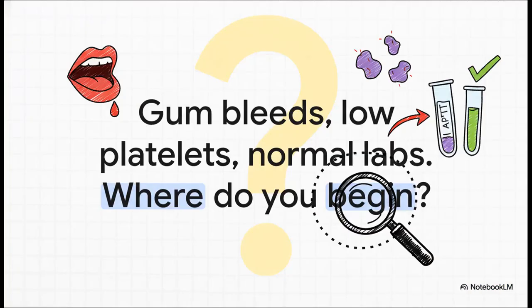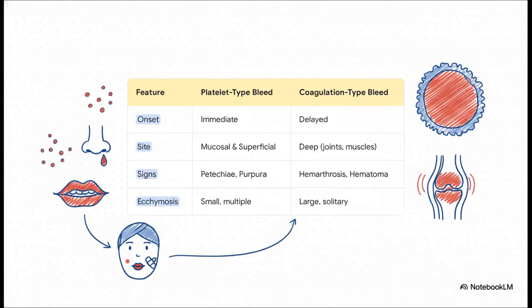We've got a young patient, recurrent gum bleeding, and a platelet count that is critically low, 17,000. But the standard coagulation studies, the PT and APTT, they come back normal. Now, this very specific set of clues points us in a pretty clear direction, but our first analytical move here is absolutely crucial. And this table right here illustrates that first step perfectly.